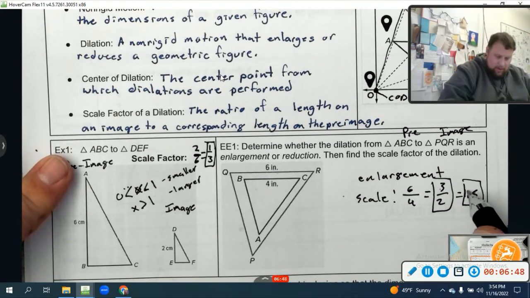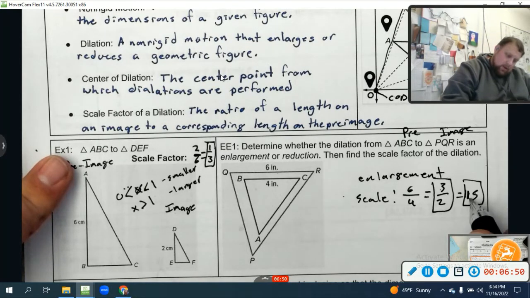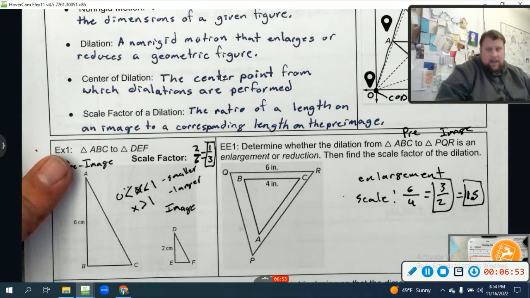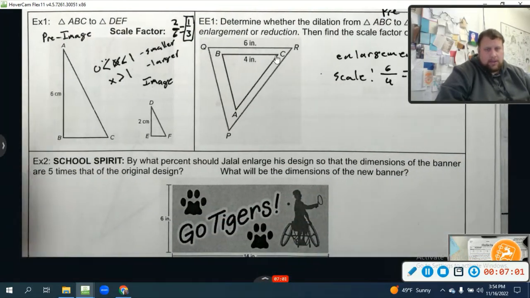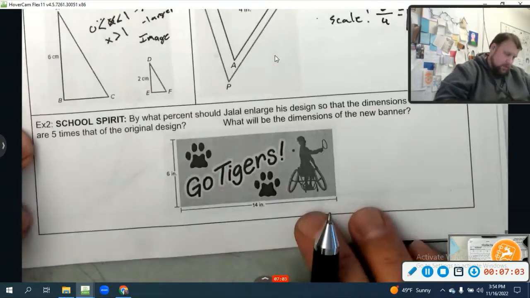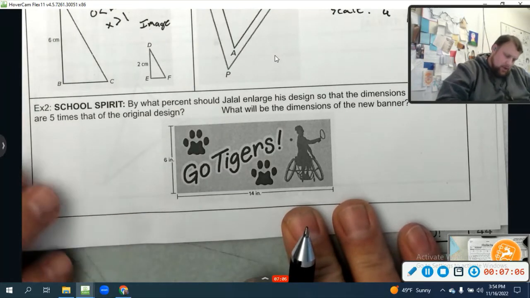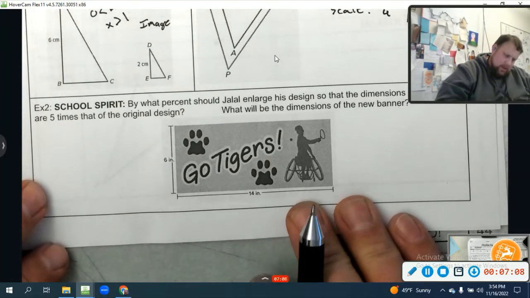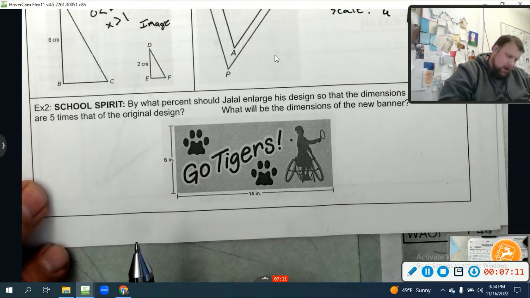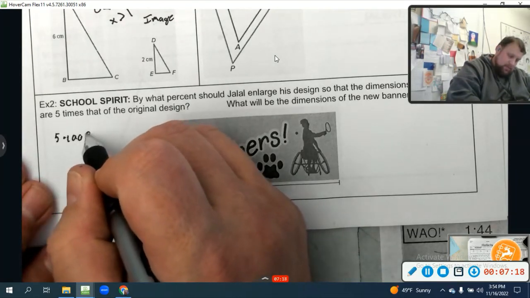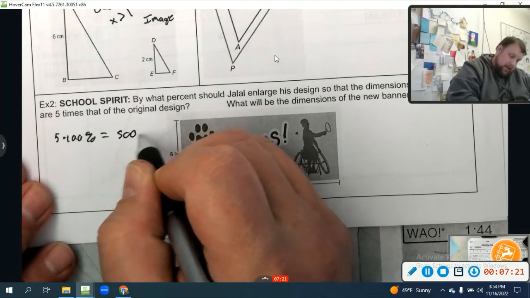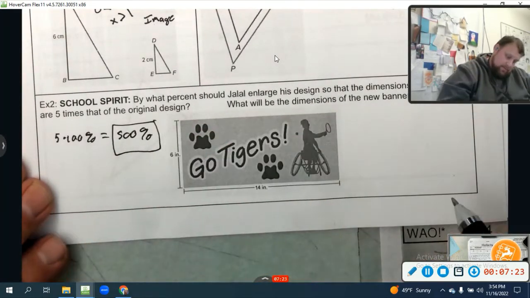Either one would work. So 1.5 or 3/2. And that makes sense. Each one is 1.5 times larger. Okay? Awesome. Let's check this one out. By what percent should Jalal enlarge his design so that the dimensions of the banner are 5 times that of the original design? Well, what's 5 times 100%? Equals 500%. So we're going to make it 500% larger.